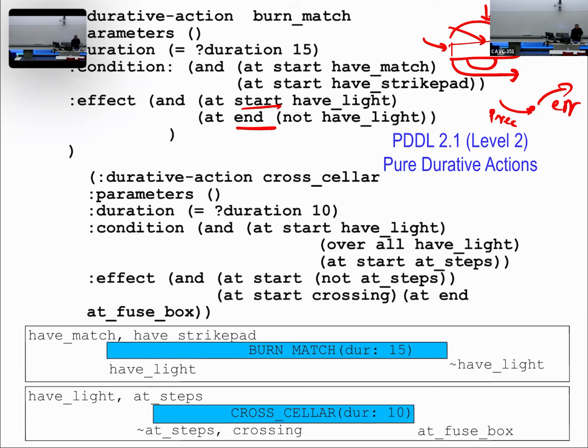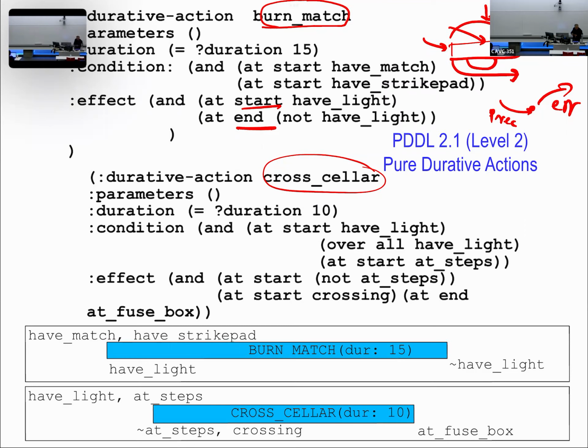Okay, and so for example, this one is a burning match. This is something that we will come to multiple times. So let's understand this. Burning match: if you strike the match, it has 15 units of duration, maybe seconds. The condition is that at start you should have the match to strike it, and at start you also have a strike pad so that you can strike it. Then the effect is that at start you will have light. The moment you strike, let there be light, there will be light. At end you won't have light. At the end of this duration, you won't have light.